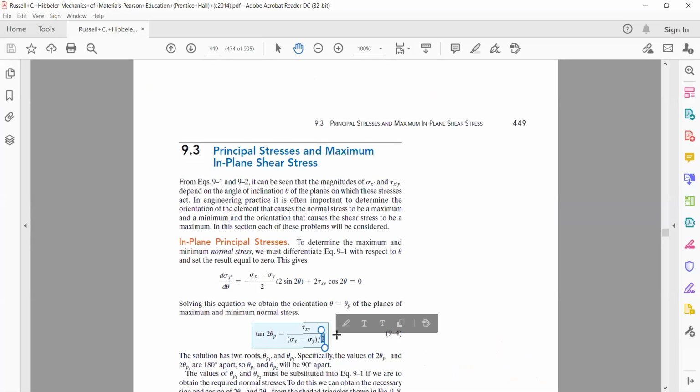Can you see it here? Yes, sir. What is your book saying? Is this the same as what we have derived? Yes. Okay. So we can move forward.